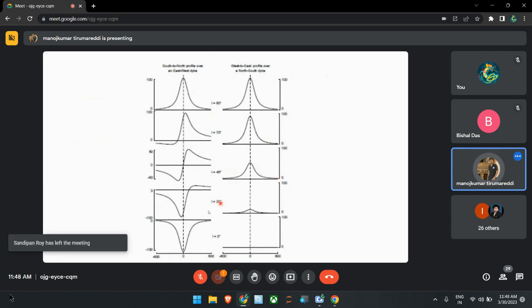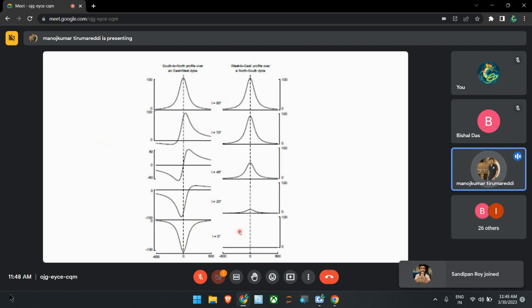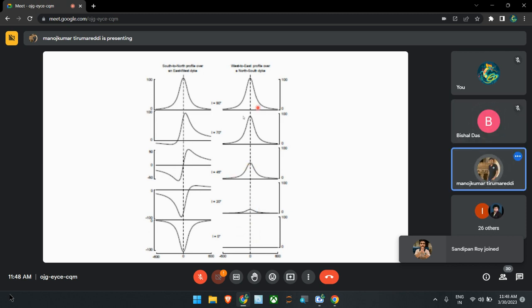These are the southern hemisphere anomalies. If you get some east-west body, you will get a low at the equator, and the positive peak towards the north will increase. Over the pole, we will get only positive. For north-south bodies, we don't get any negative anomalies, and we will get positive peaks. It will increase and get the maximum positive peak at I equal to 90.